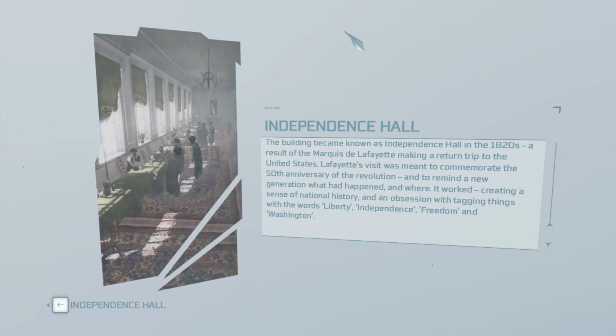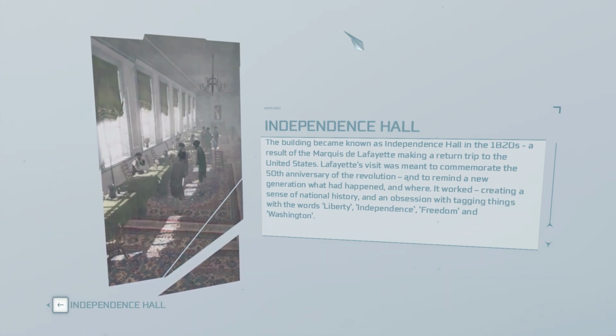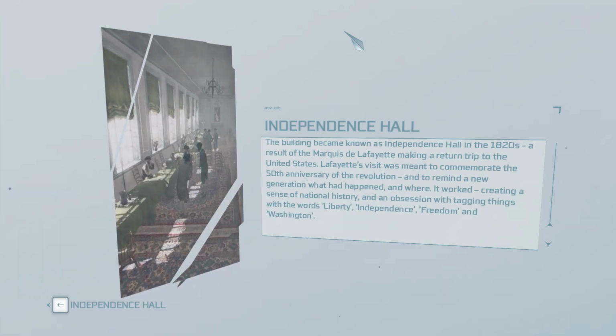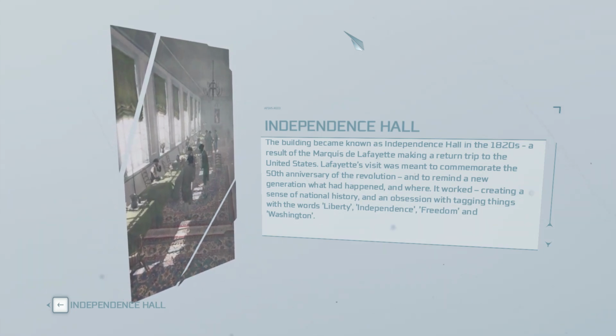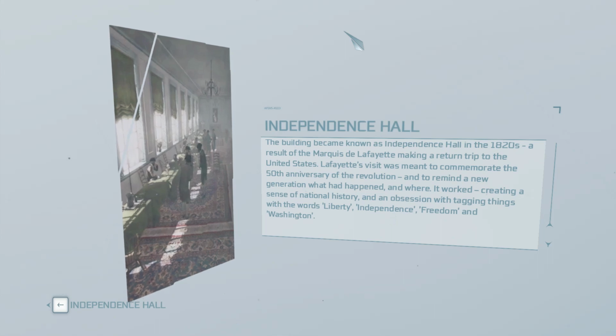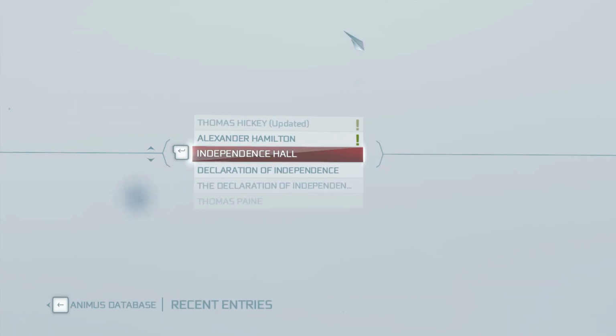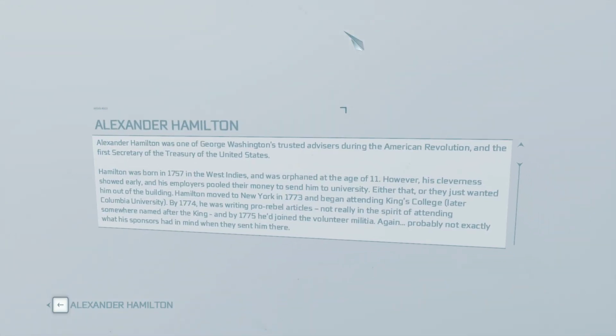It worked, creating a sense of national history and an obsession with tagging things with the words liberty, independence, freedom, and Washington. Alright, after that we have Alexander Hamilton.